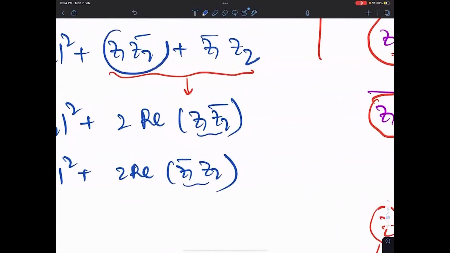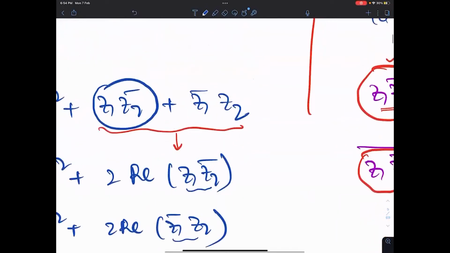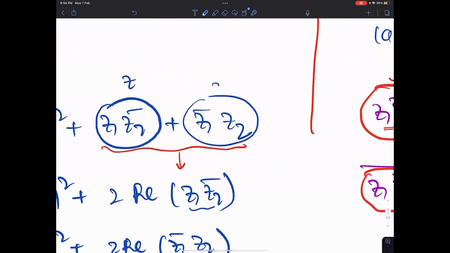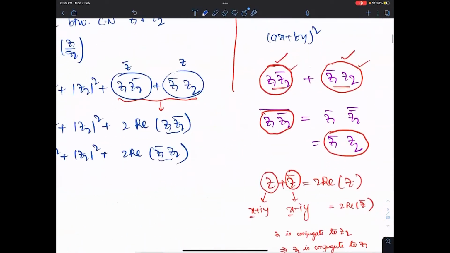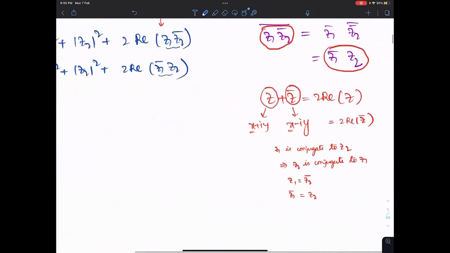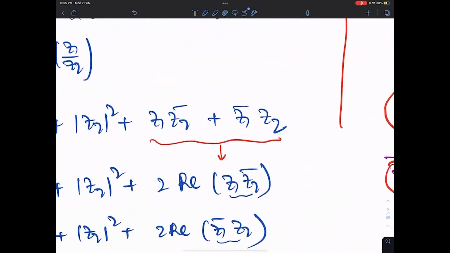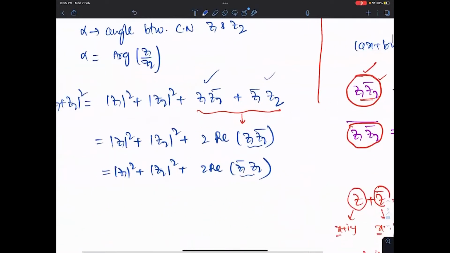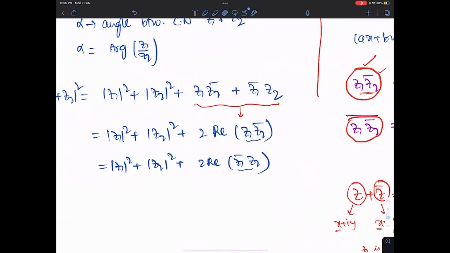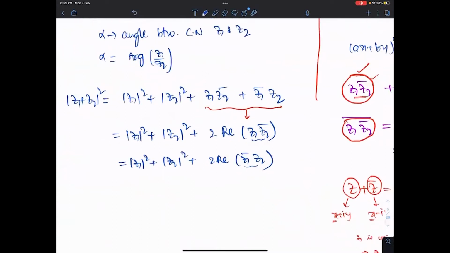So you can treat it like this. You can say this is Z, this is Z bar. Or someone else may say, no, this is Z, this is Z bar. That means that is the complex number. Both are the same only, no? Just now we have seen, if Z1 is conjugate of Z2, then Z2 is conjugate of Z1. So 2 times real part of Z, that Z can be either this or this. Anyone you can do.